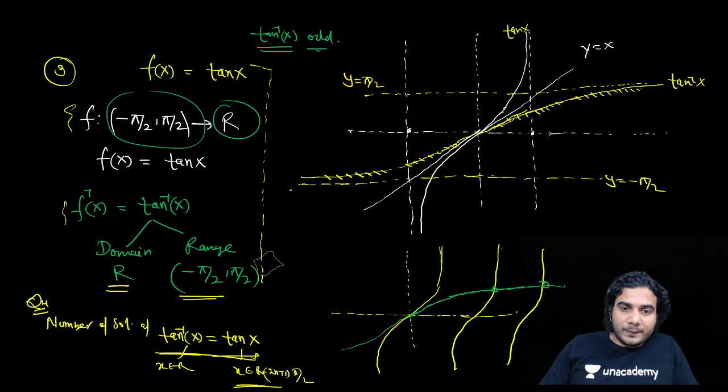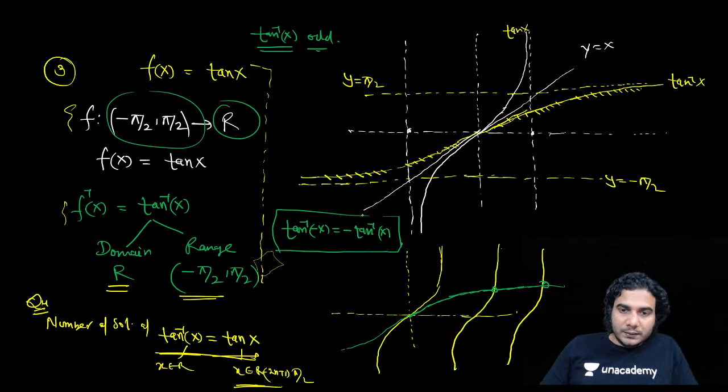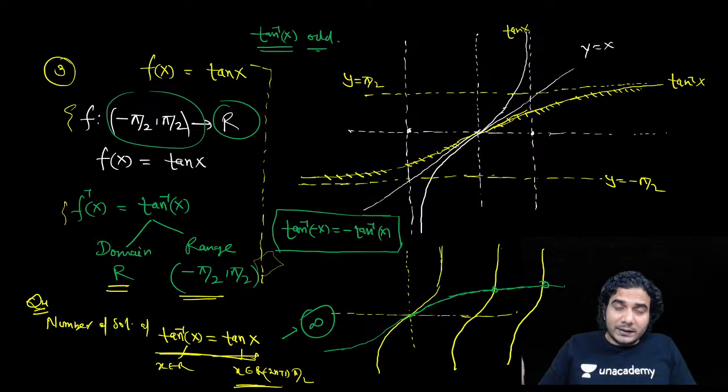But tan inverse of minus x can be written as minus tan inverse x. So tan inverse x is an odd function. So symmetrically, it will cut on the negative side of the x-axis also an infinite number of times. So the total solutions are infinite, with the same number of positive and negative solutions. If x is a solution, then minus x will also be a solution.